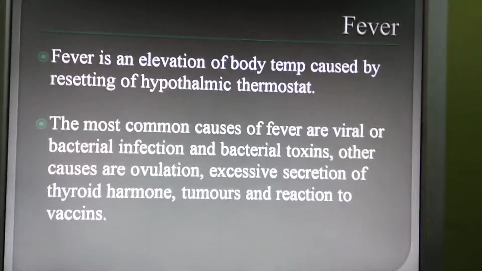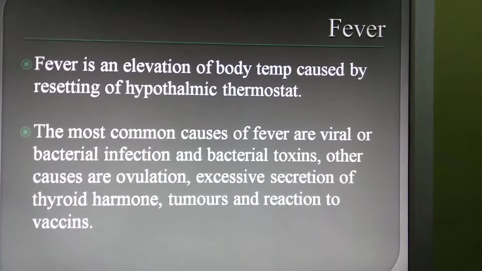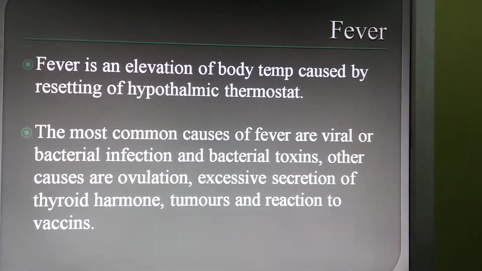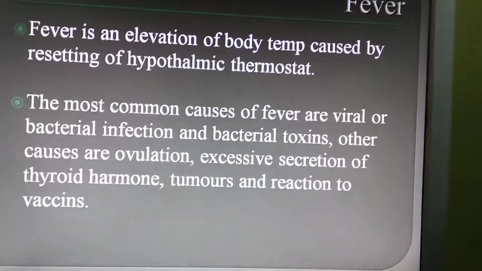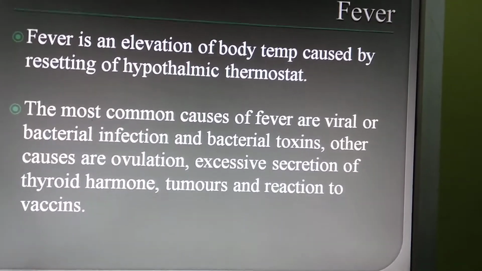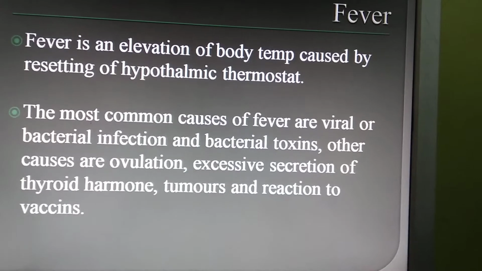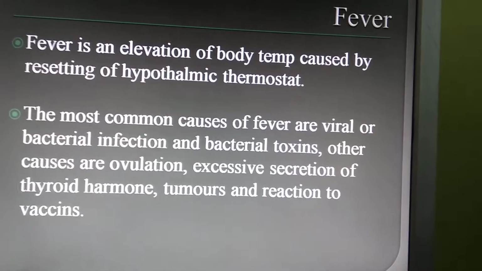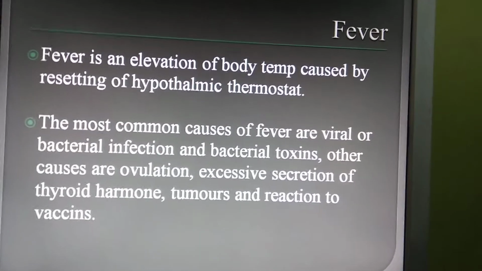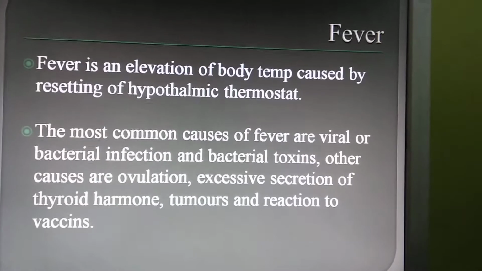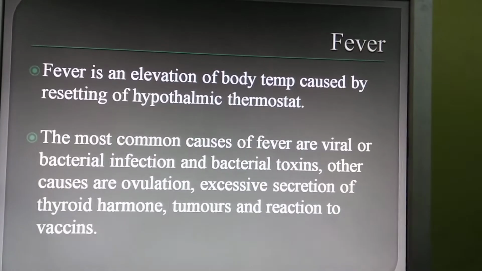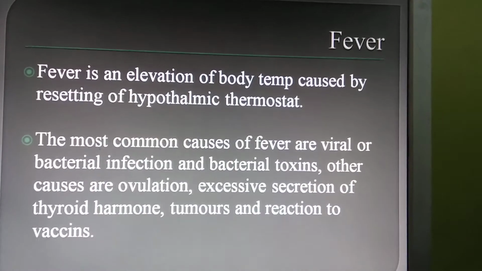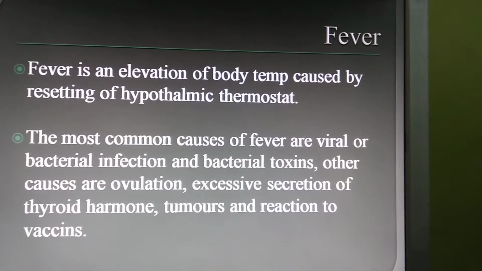Fever. Fever is also a protective mechanism of the body against infection. Fever is an elevated body temperature caused by resetting of the hypothalamic thermostat. You are aware of the hypothalamus, which has a thermostat. We set our body temperature at a specific Fahrenheit level.